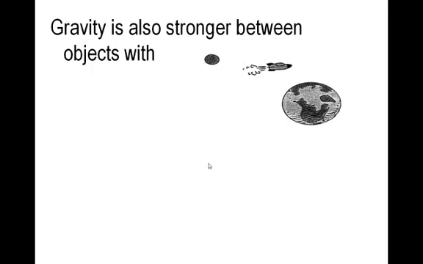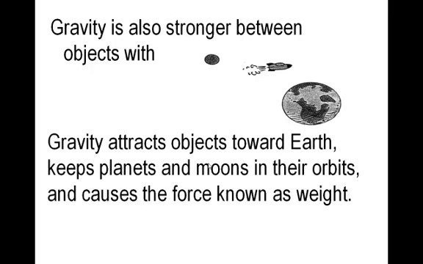Gravity is also stronger between objects, obviously, with more mass. Okay? So it should be gravity is also stronger between objects with greater mass. So between the moon and the Earth, gravity is extremely strong. That's why the moon has gravitational pull on the Earth. Gravity attracts objects towards Earth. It keeps planets and moons in their orbits and causes the force known as weight.